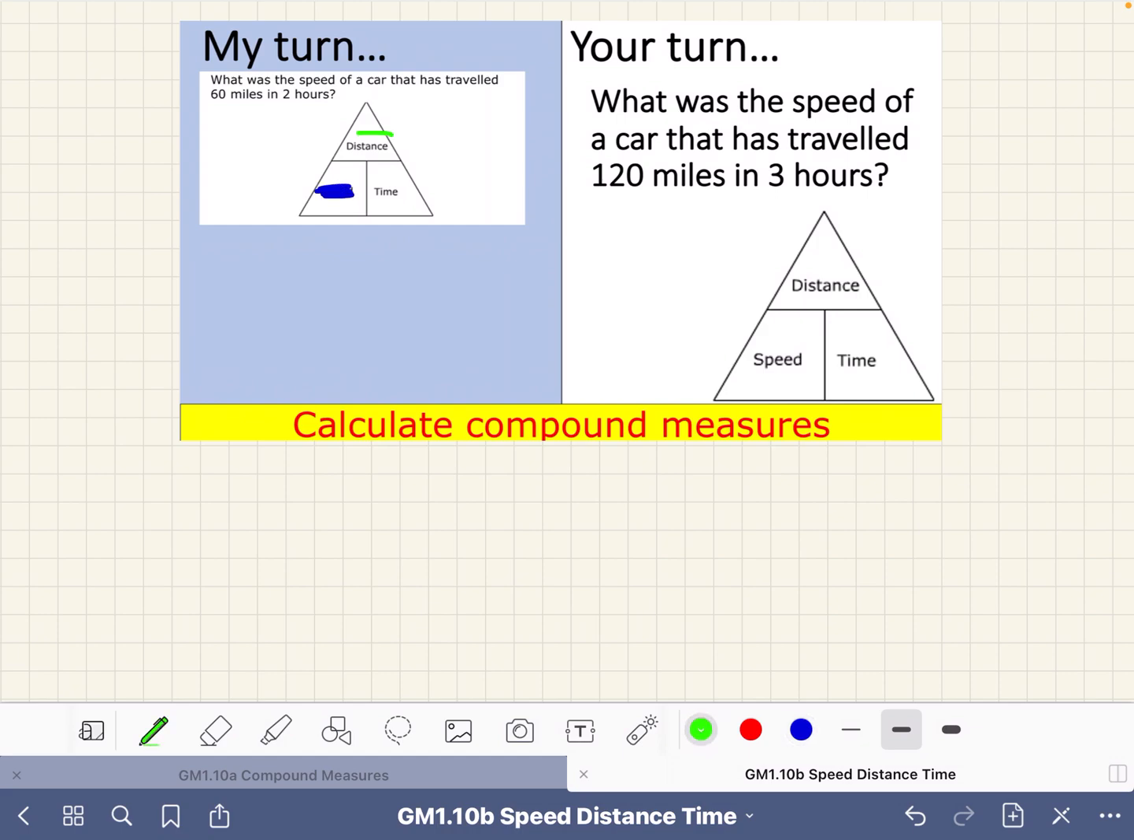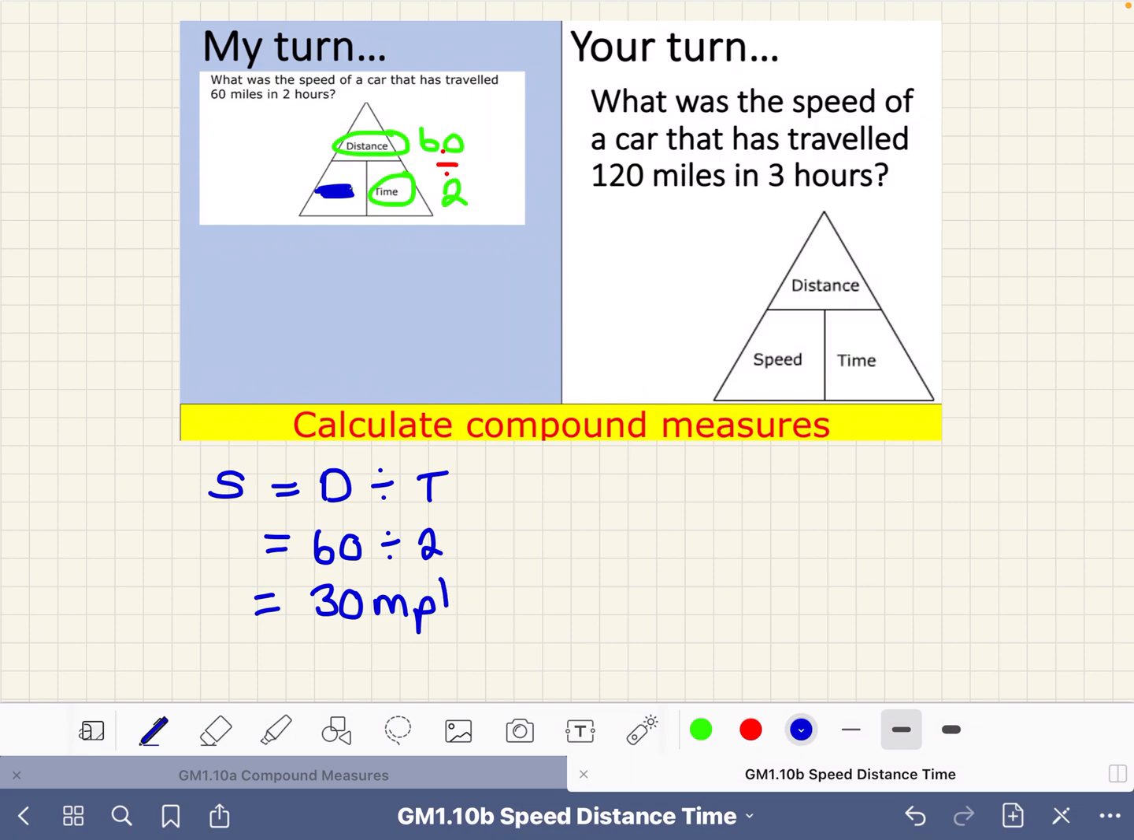We've been given the distance as 60. The time is 2. And we know this line in between means we divide. So in this case, we have the speed is equal to the distance divided by the time, where our distance is 60 and our time is 2, which means the speed is 30 miles per hour.